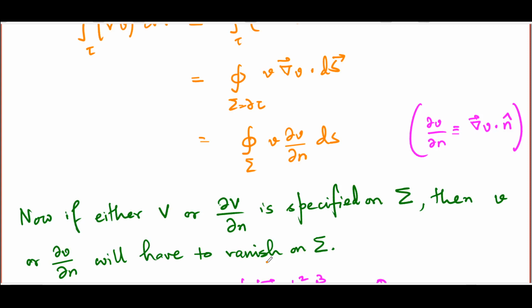By the way, there is one more way in which you can specify the boundary condition on sigma so as to ensure that this particular surface integral vanishes. Instead of specifying capital V all over the surface or del V del N all over the surface, you could even specify capital V over part of the surface and del V del N over the rest. Then small v will vanish over part of the surface. Del small v del N will vanish over the rest. But the integrand will vanish everywhere on the surface, and even then the integrand will turn out to be 0.